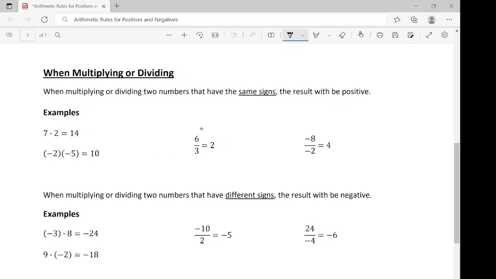If I'm dividing, a positive 6 divided by a positive 3, since they're both positive, my answer will be positive, so I just do 6 divided by 3, which is 2. And if I have a negative 8 divided by a negative 2, a negative divided by a negative will again give me a positive, so 8 divided by 2 is 4.